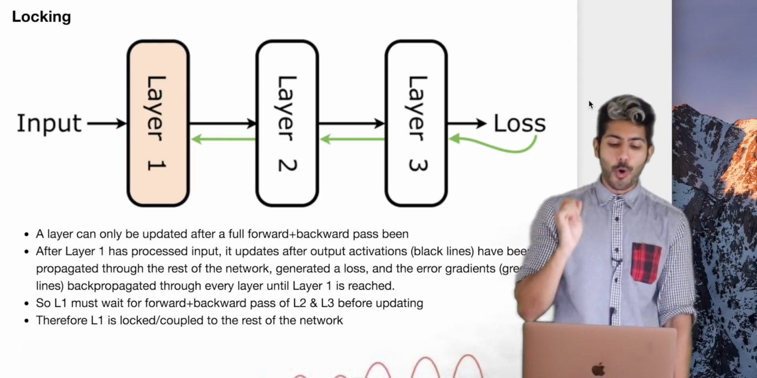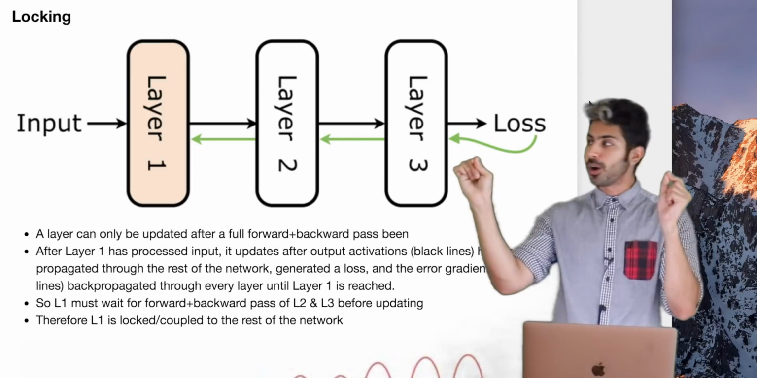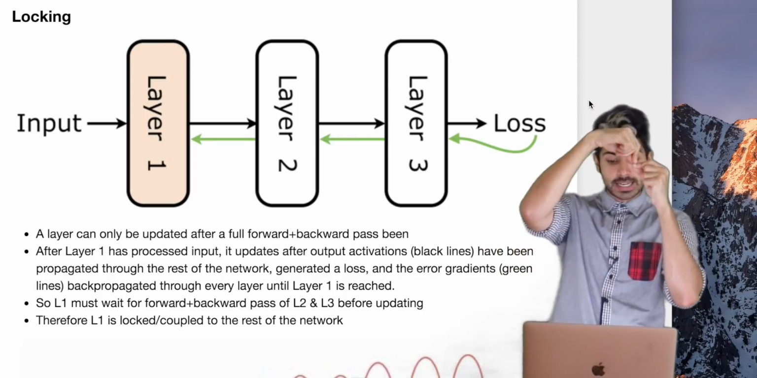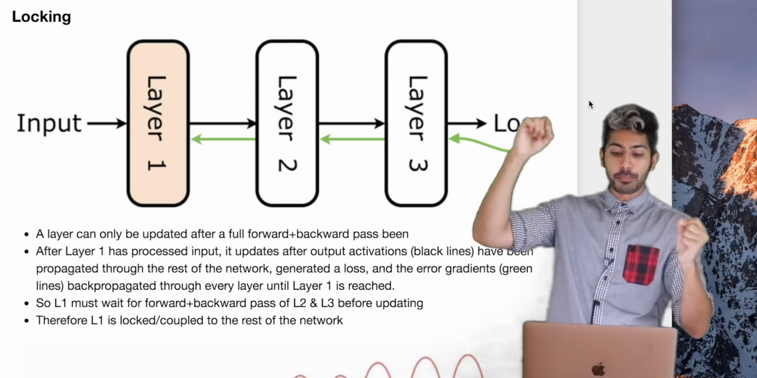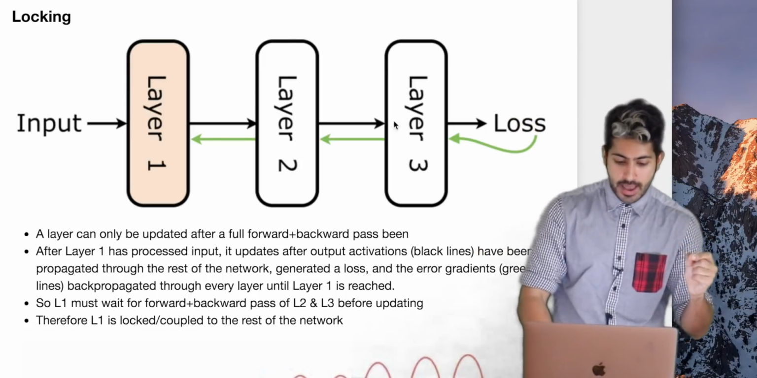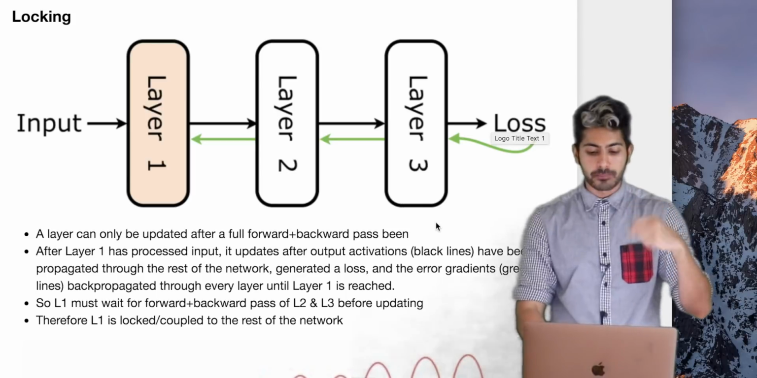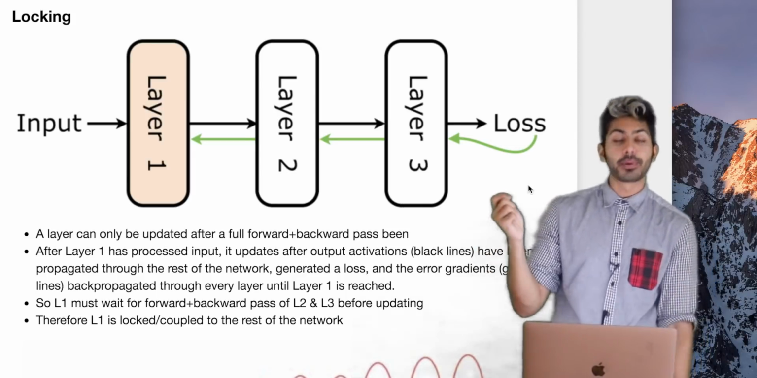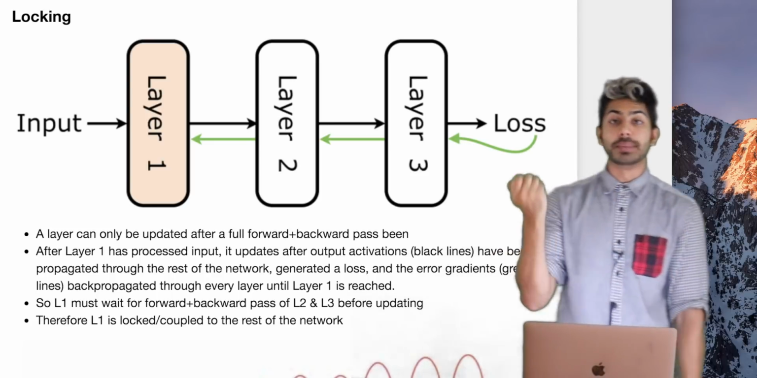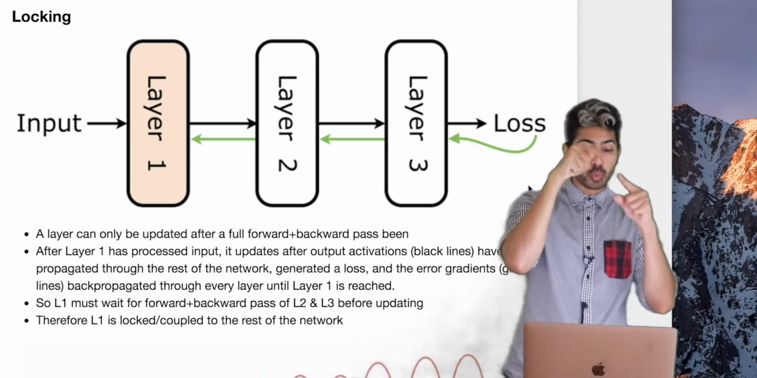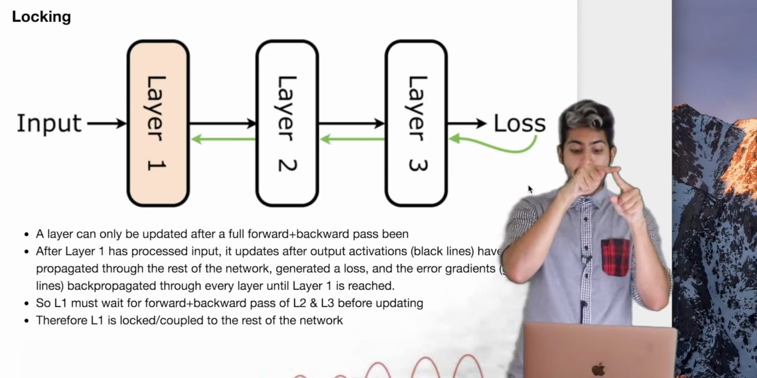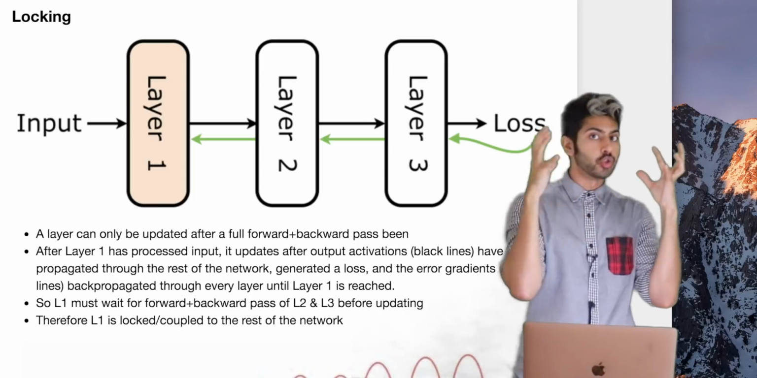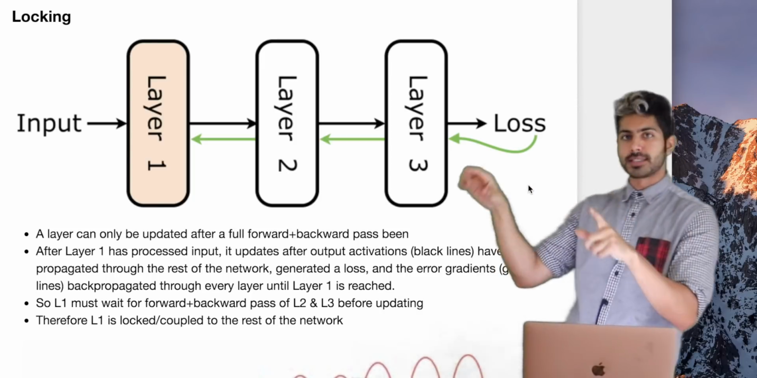So a layer can only be updated after a full forward and a backward pass has been made. So after the first layer has processed an input, it updates after the output activations, these black lines right here, have been propagated through the rest of the network, generated a loss, and the error gradients, these green lines, have backpropagated through every single layer. And what this means is that layer 1 must wait for a full forward and backward pass of every single layer that comes after that. So layer 1 is locked. It's coupled to the rest of the network.